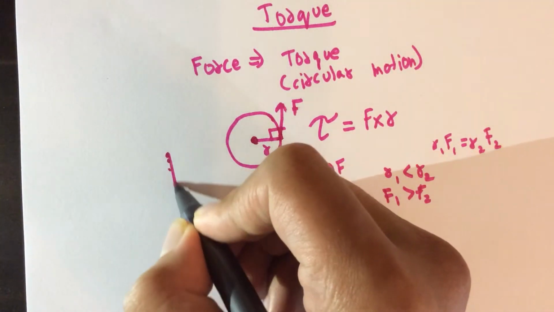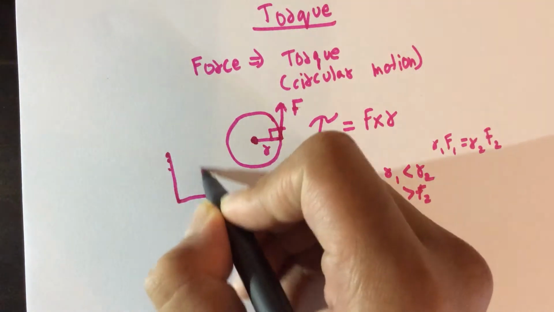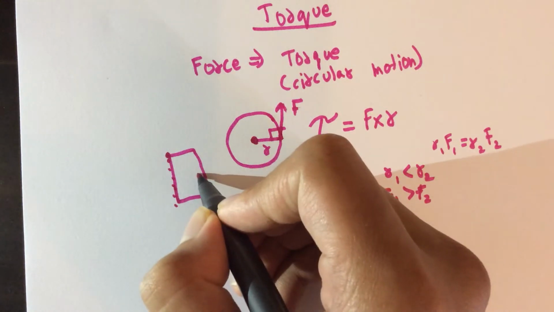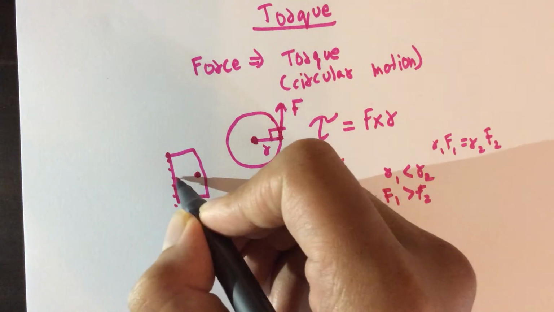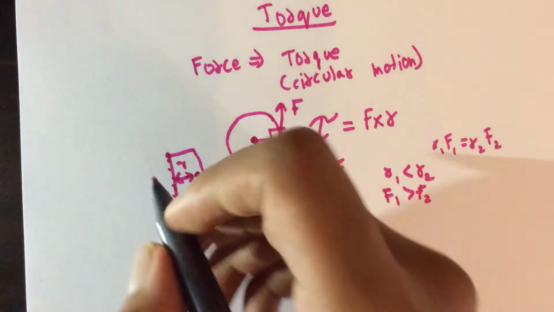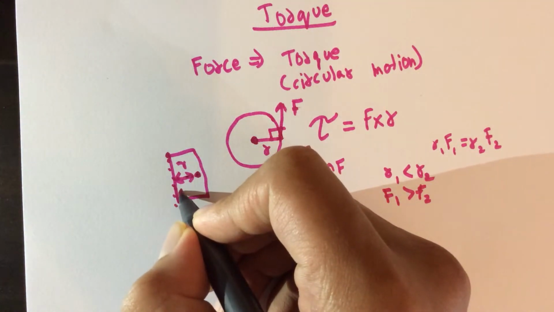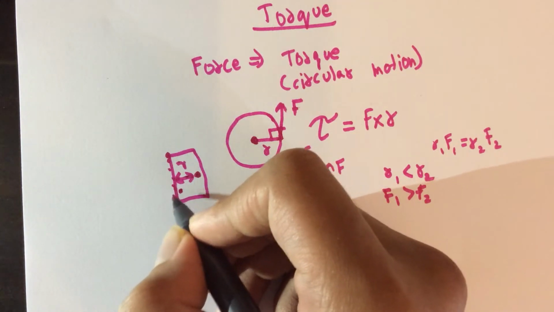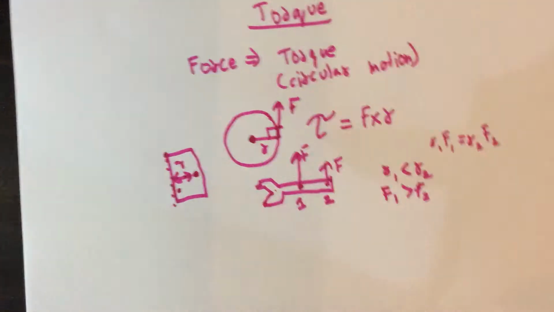If you've seen doors, those are the hinges. I'm just going to draw the door. The doorknob is always towards the end of the door, so that there's maximum R. If the doorknob were somewhere around here, it might in fact be impossible to open the door because it would be too close to the center of rotation.